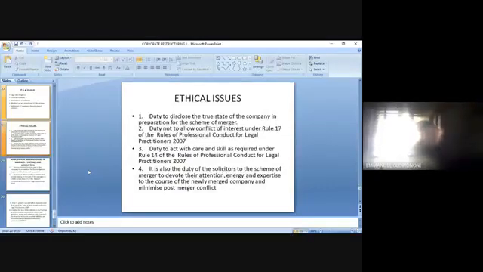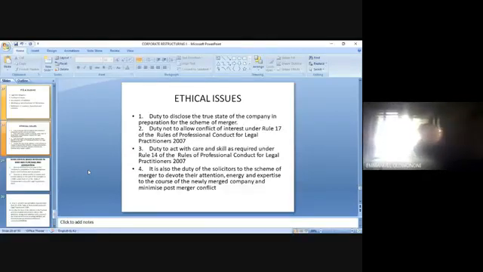And we come to the ethical duty. Under the ethical duty, we talk about the duty to disclose the true state of the company in preparation for the schemes of merger. A lawyer must not allow conflict of interest under Rule 17, and has a duty to act with care and skill as required under Rule 14. And it is also the duty of the solicitor to the scheme of merger to devote their energy and expertise to the cause of the newly merged company and minimize post-merger conflict.